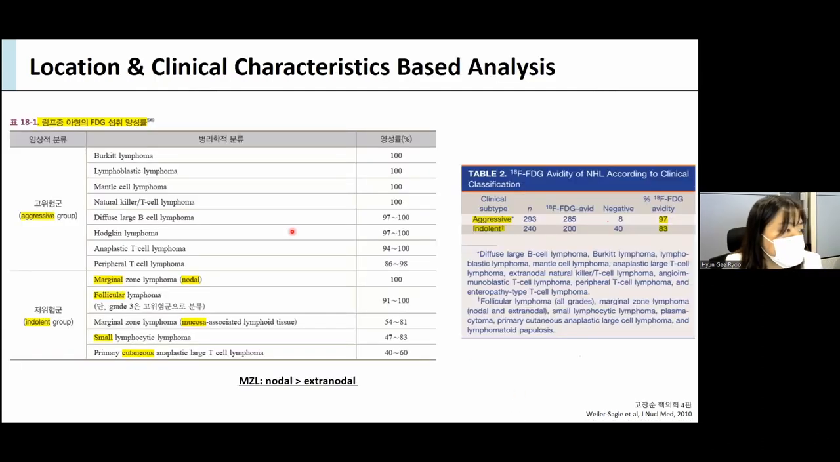Usually the aggressive type of lymphoma has a high avidity to FDG, but the indolent type of lymphoma usually has a low avidity to the FDG PET. As you can see in this table, the aggressive type of lymphoma has more than 97% FDG PET avidity, but the indolent type has a lower FDG PET avidity.